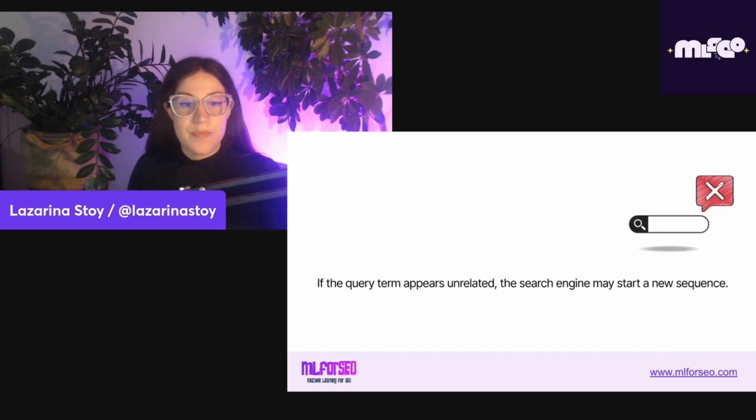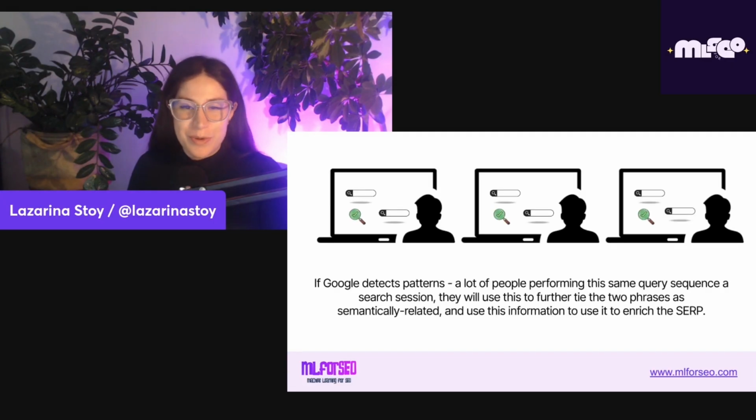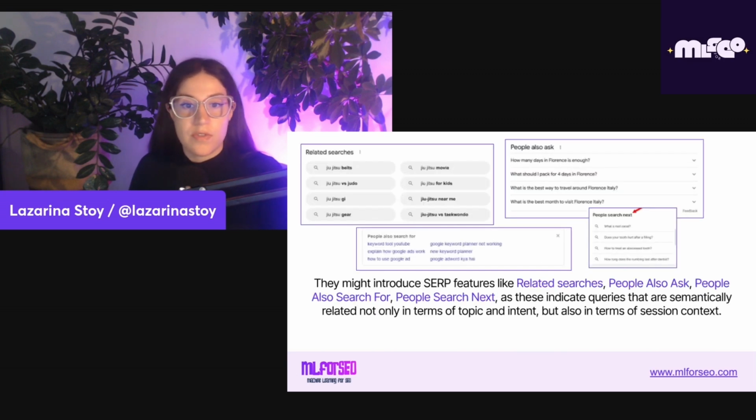If the query term that you have entered appears to be unrelated to the others, the search engine may start a new sequence or discard that query altogether. It will just say, okay, they're researching 2 or 3 different topics at once. One of those are important, the others are not important. If Google detects patterns, a lot of people performing the same query sequence in a search session, they will use this information to further tie the two phrases as semantically related, and essentially later use the information to enrich the SERP in one of their tests.